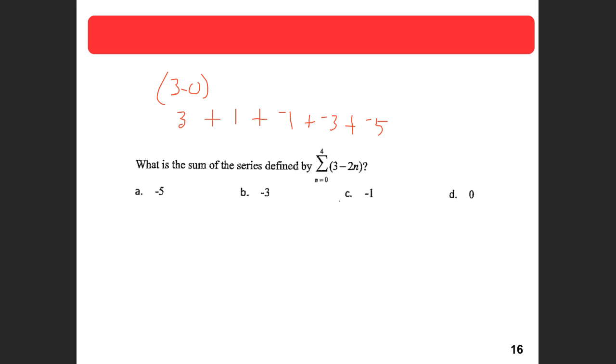And then I'm going to stop right there because I started with 0. I kept going until I got to 4, and then I stopped. So this and this all cross off because they're opposites. So -5. I'm going with the letter A. That should be the correct answer. So that is summation notation.